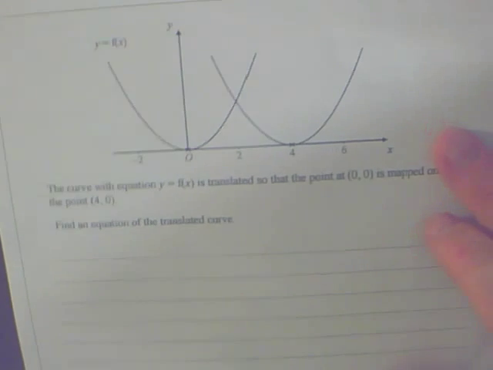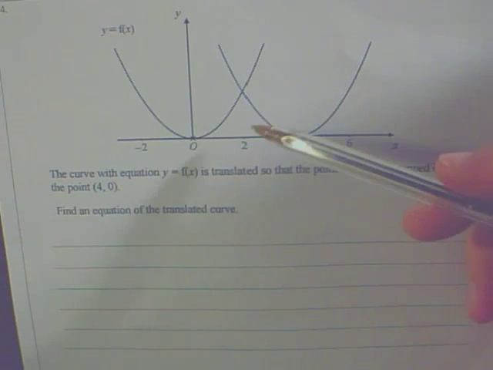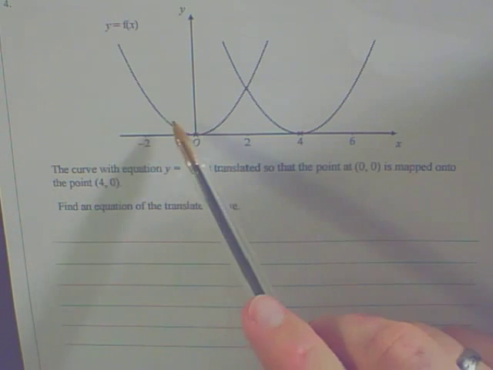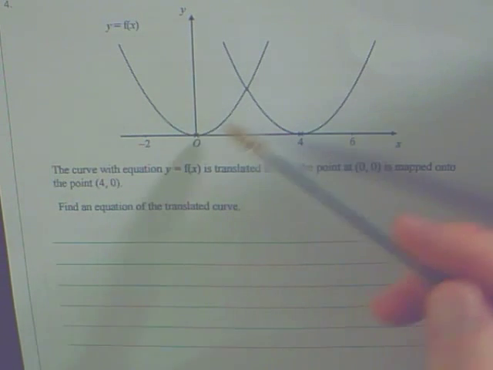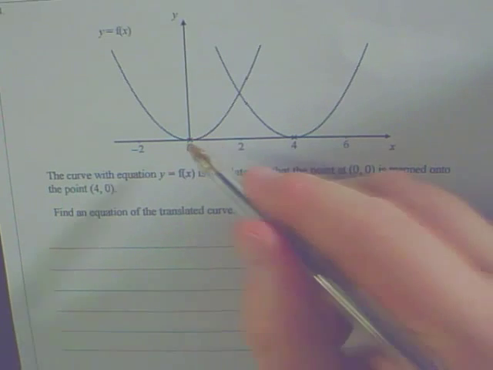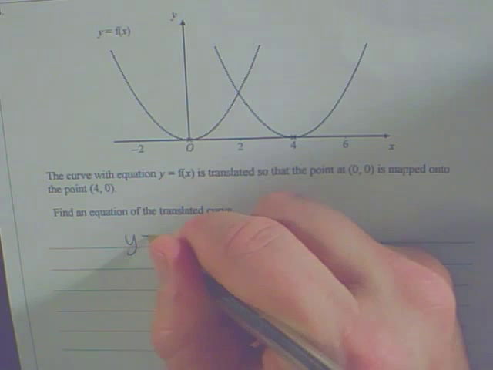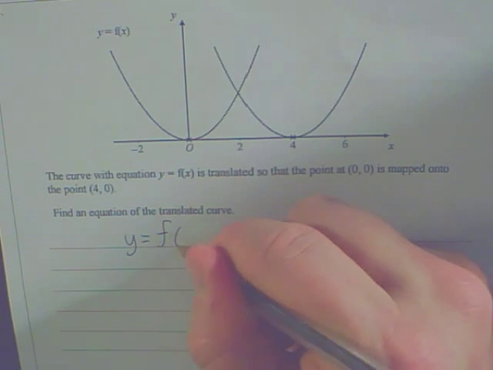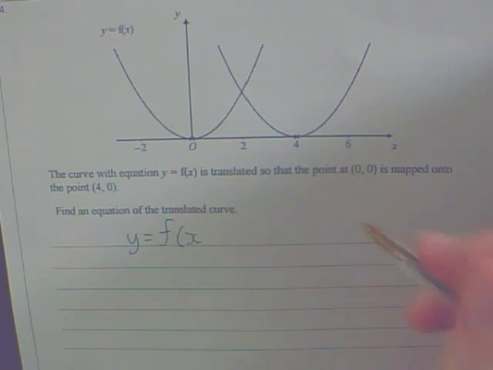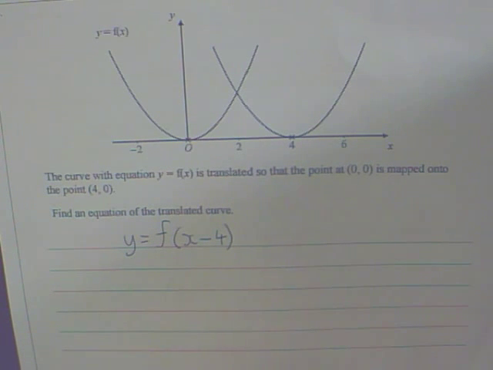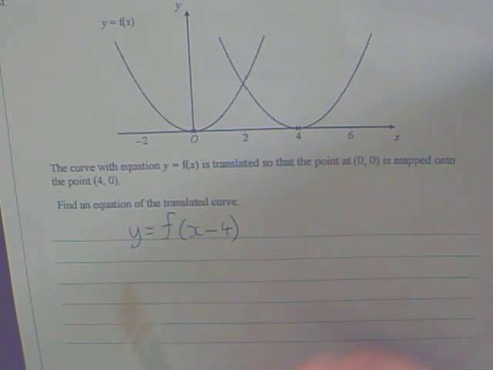Got a graph transformations question, which is really, really straightforward if you know your graph transformations. All that's happened is that it's been shifted. Here's my y equals f of x, and it's been shifted 4 to the right. And you know that a shift 4 to the right is going to be y equals f of x minus 4. And that's it. Okay, you've got marks in the bag.